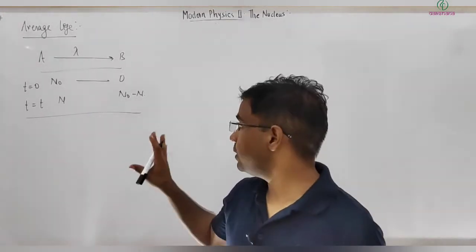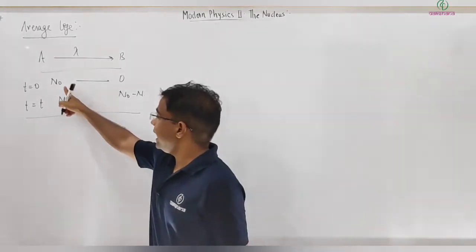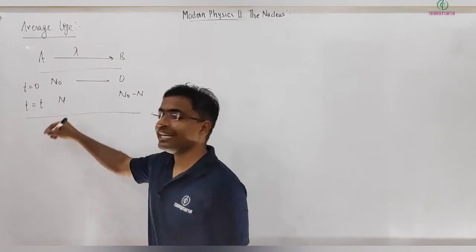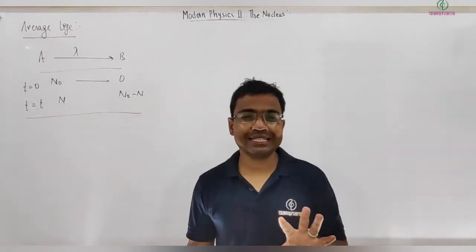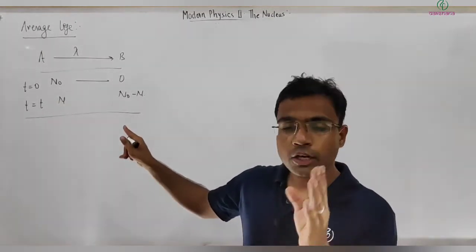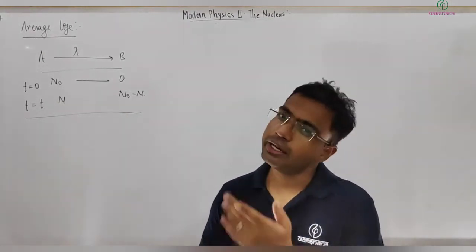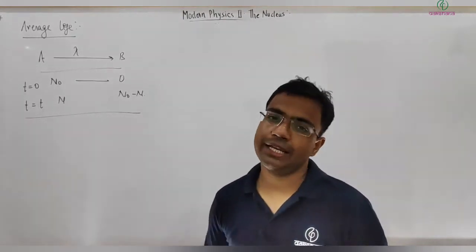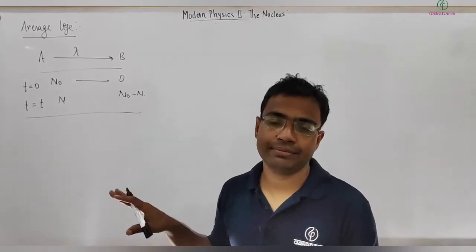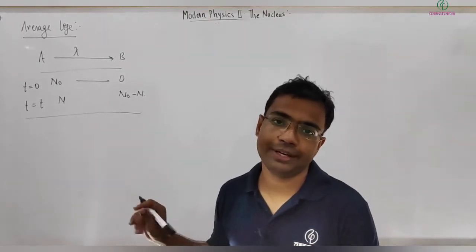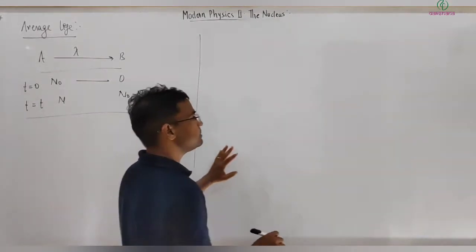Okay, so N naught was initially present, and N is left now at time t. Clear? So I can say N naught nuclei have survived up to time t, and the remaining N naught minus N have decayed. They are not living now, they are not surviving now. But I need to calculate the average life. Let me tell you this with a simple example.